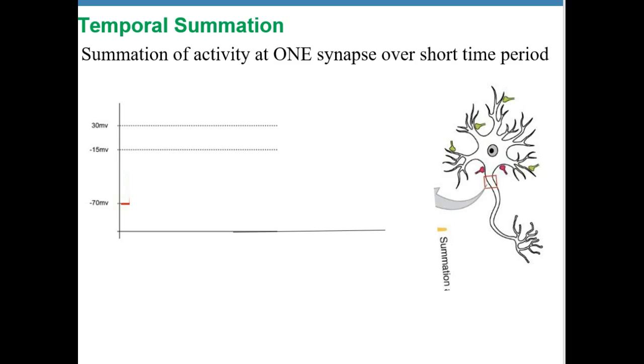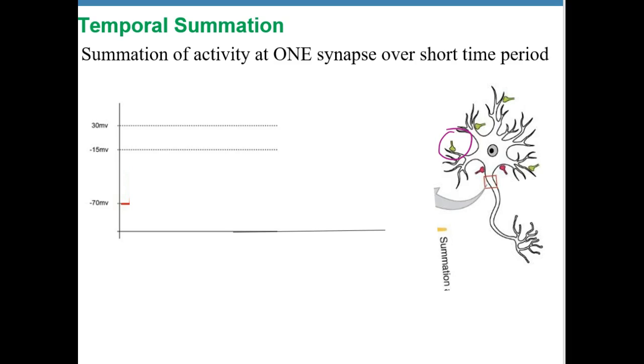So first up is temporal summation. The way temporal summation works is that you've got one synapse, so you're looking at the activity at one synapse having an additive effect on the resting membrane potential over a short period of time. So let's imagine we're looking at this synapse right here.